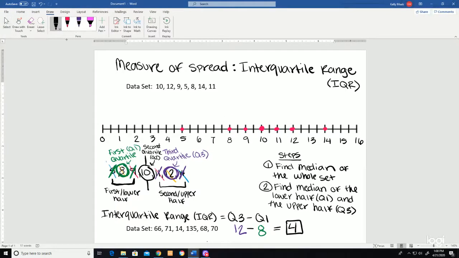Sorry, get my pen to work. Most of the data is right here. Notice that this guy right here was your Q1, and that this guy right here was your Q3. So where most of the data is centered together, gathered together, the range from here to here is 4.